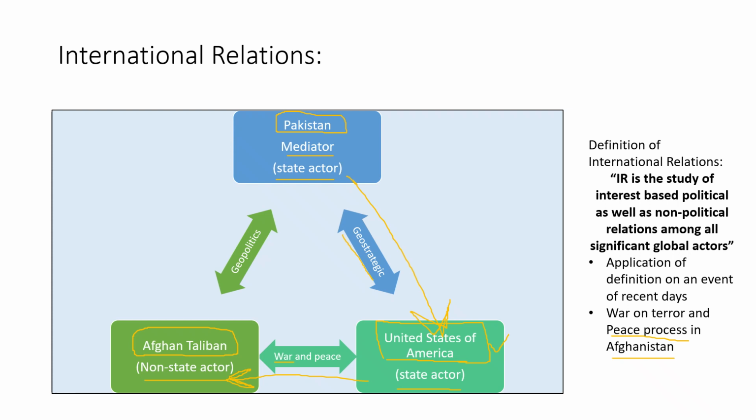And a relationship developed between the Afghan Taliban and Pakistan also. Pakistan and the Afghan Taliban were in conflict at that time. Pakistan's land was used by the United States of America to launch drone attacks on Afghanistan. So there was a conflict of interest between Pakistan and the Afghan Taliban. They were rivals at the time because Pakistan was using its land to launch attacks on Afghanistan. So the nature of relations was negative, and these were geopolitical relations because Pakistan is a neighbor of Afghanistan.